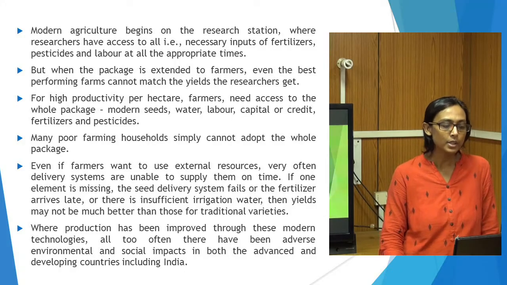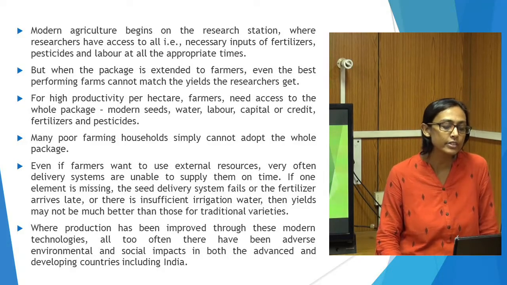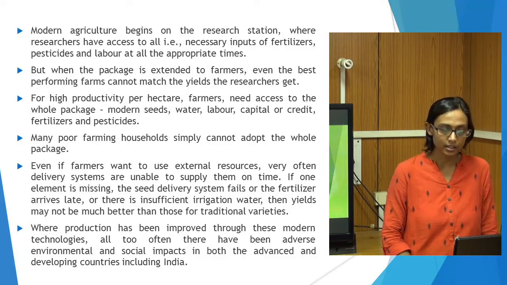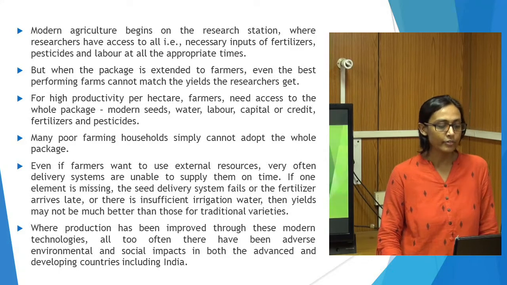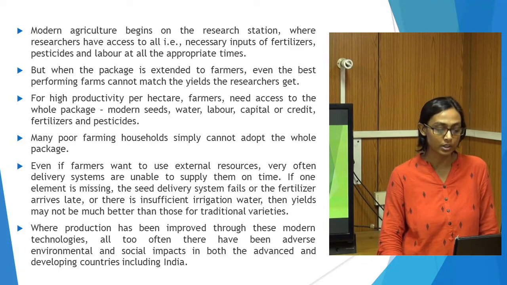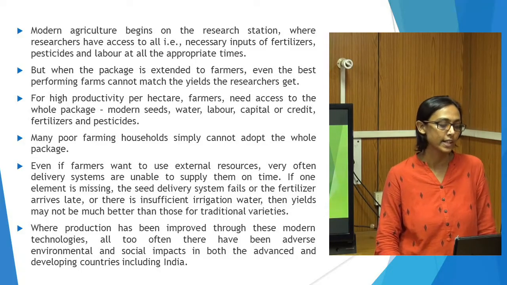But many poor farming households simply cannot adopt the whole packages, and even if farmers want to use the external resources, very often delivery systems are unable to supply them on time. If one element is missing, like the seed delivery system fails or the fertilizer arrives late or there is insufficient irrigation water, then yields may not be much better than those for traditional varieties.